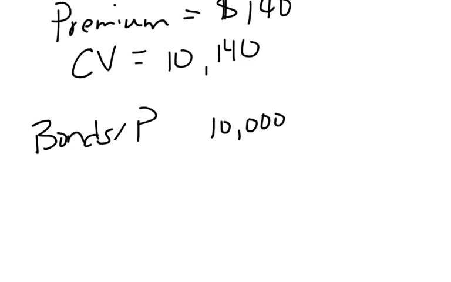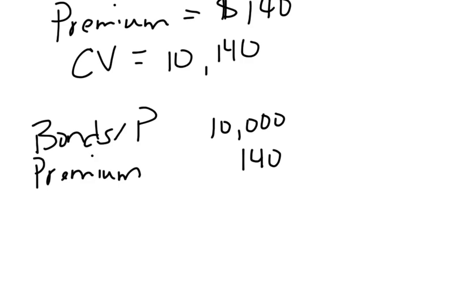Now, this also had a premium account tied with it. That premium of $140 balance is a credit balance. So I need to take it off the books because we're redeeming these bonds. So that premium account, premium on bonds payable, I don't really have enough room for that, so I'm just going to put premium. We need to debit it for $140 to get it off the books. Okay, so there's the carrying value, the $10,140.